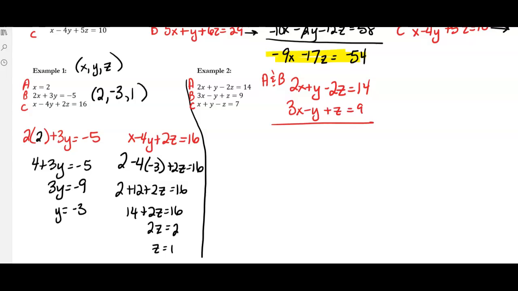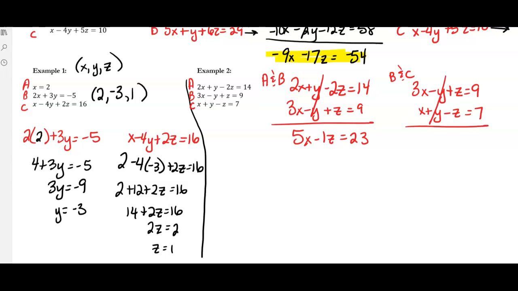Okay, so y's are gone. So I get 5x minus 1z equals 23. Okay. Now I'm going to put B with C. And again, I'm doing those two because I already have a negative y and a positive y. So B is 3x minus y plus z equals 9. And C is x plus y minus z is 7. So my y's cross off.